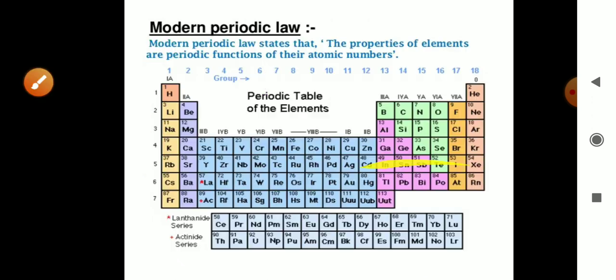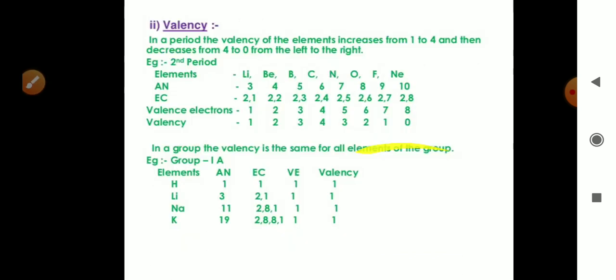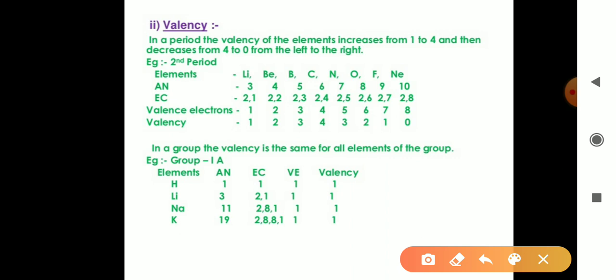Then next property, second property is valency. Now say what is valency? In a period the valency of element increases from 1 to 4 and then decreases from 4 to 0 from left to right. Example is second period. Now first see what is meant by valency.